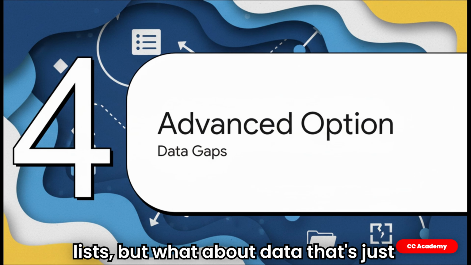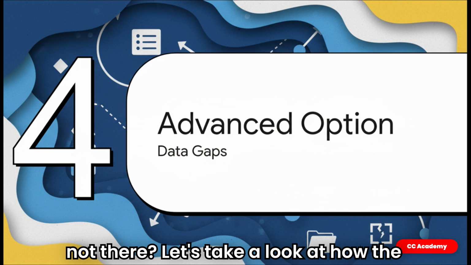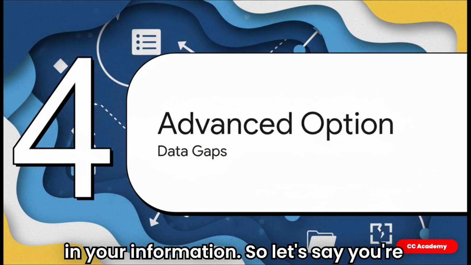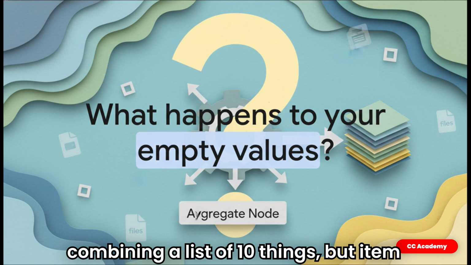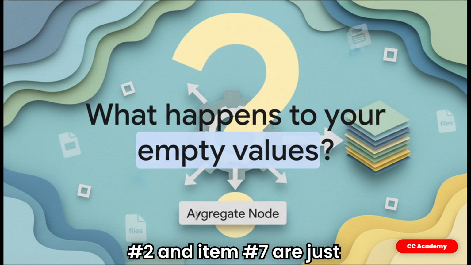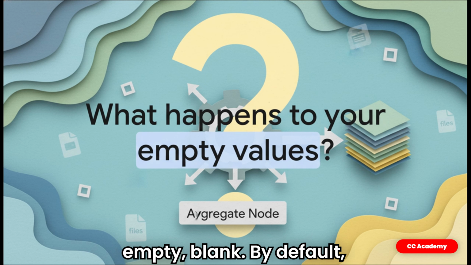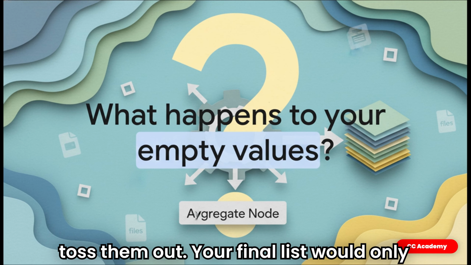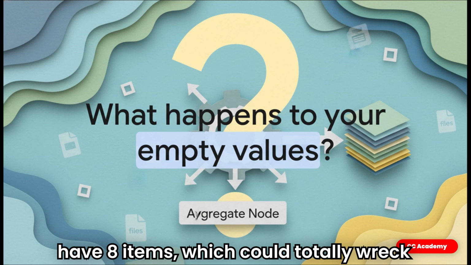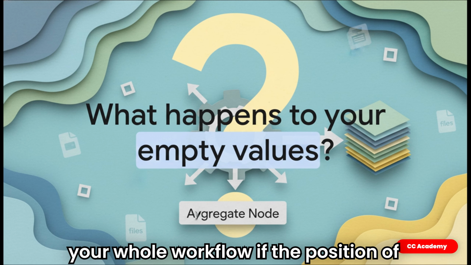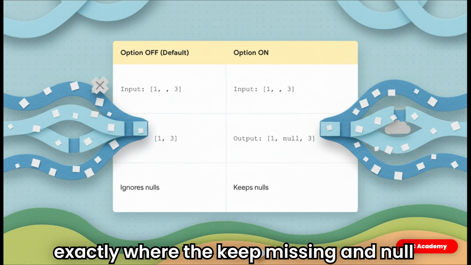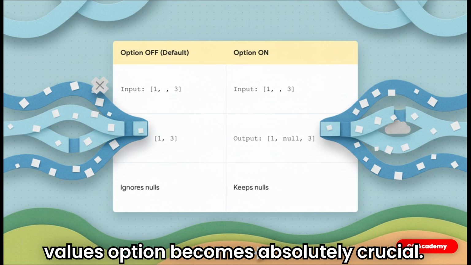We've sorted out nested lists, but what about data that's just not there? Let's take a look at how the aggregate node handles those empty spaces in your information. So let's say you're combining a list of 10 things, but item number 2 and item number 7 are just empty, blank. By default, most systems, this node included, are just going to ignore them. They'll just toss them out. Your final list would only have 8 items, which could totally wreck your whole workflow if the position of each item actually matters. This is exactly where the keep missing and null values option becomes absolutely crucial.